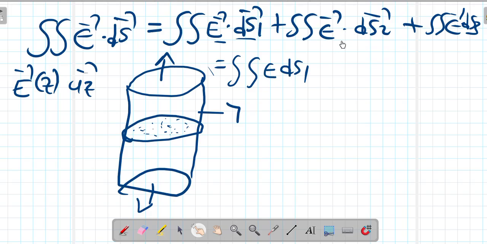You do the same with the second part. Are E and dS2 in the same direction? Yes, they're in the same direction. E is in the z direction. So here we're going to have the integral of E dS2. You can now multiply their magnitudes. The interesting thing is to check whether E and dS2 are in the same direction. By convention, the direction of this surface is in this direction, but E is only in this direction. This is also the importance of knowing the direction of E.